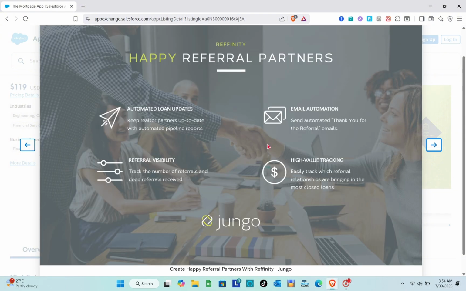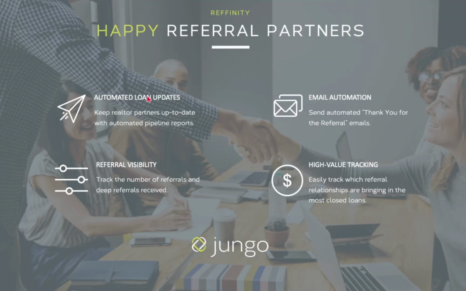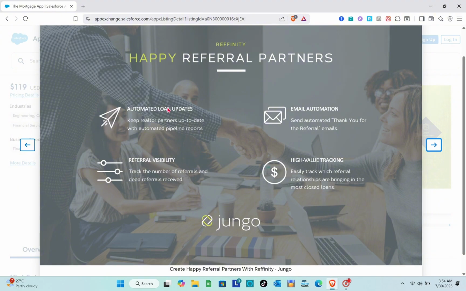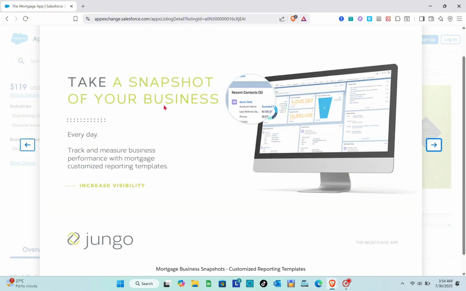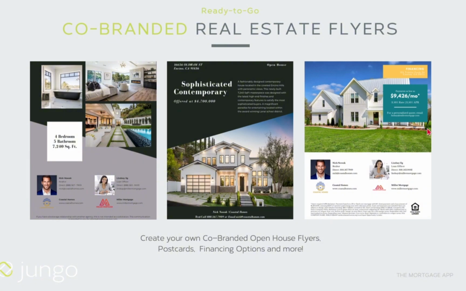Next, happy referral partners. We have automated loan updates to keep realtor partners up to date. With email automation, we have referral visibility and high-value tracking. Take a snapshot of your business. Every day, track and measure business performance with mortgage customized reporting templates.